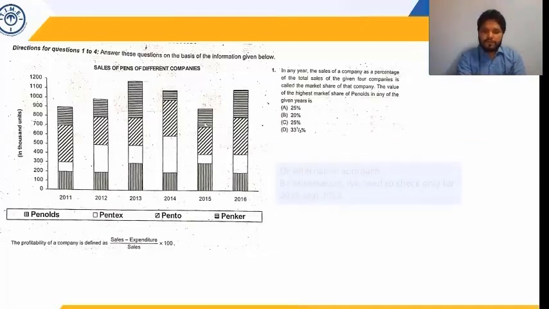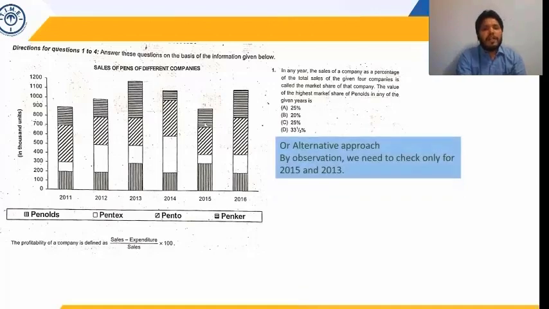Okay, so let's look at the alternate approach to solve this question. This is the general approach to solve this question, where we have calculated for each year. But it is not necessary to always calculate it. So let's look at this example. What has been asked in this question was, you have to calculate the share of penoids in the total market share, or we have to get the market share of penoids.